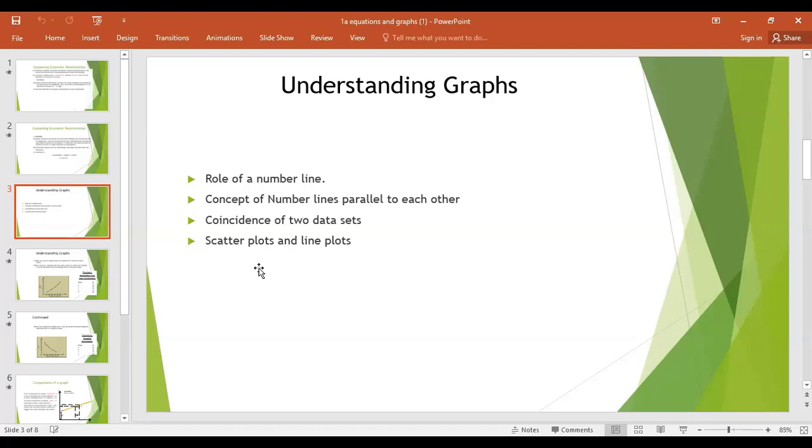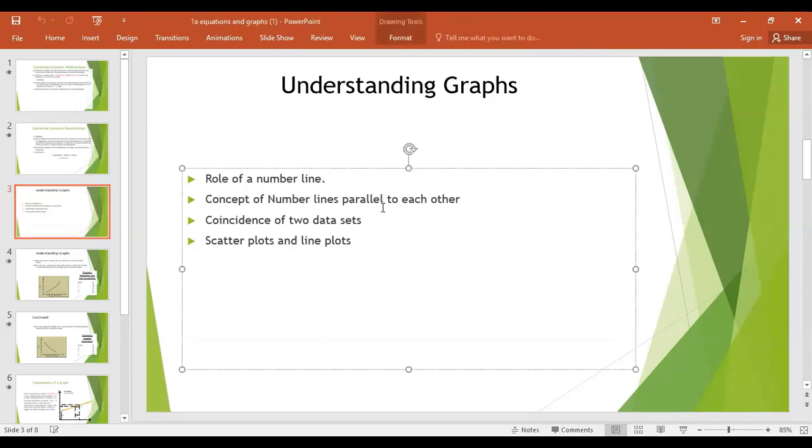Clear? So the idea of the number line led to the development of graphs. What they did is that we have one number line which has a 0 here, and they converted the other number line and made it like this and placed a 0 here. So when we have two number lines, they are not parallel, they are perpendicular to each other, meaning at a 90-degree angle.